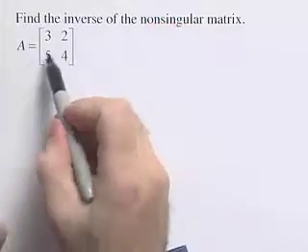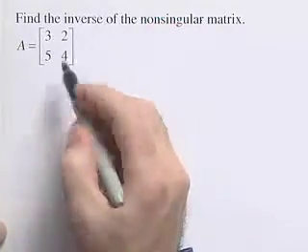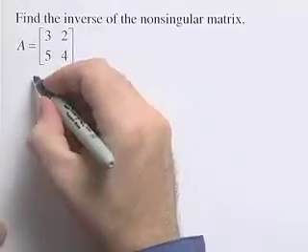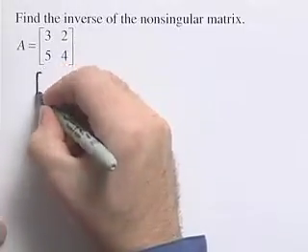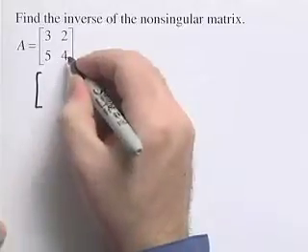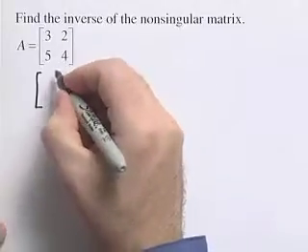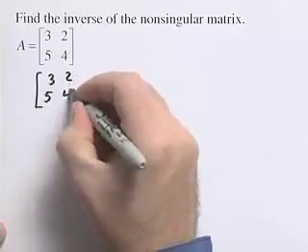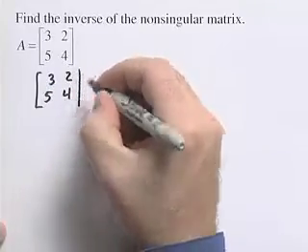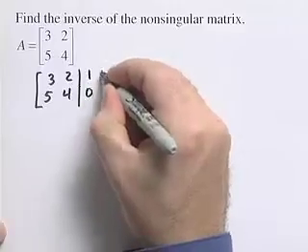For this problem, we're going to find the inverse of a non-singular matrix. We're going to do this algebraically. Here we're given this non-singular matrix A. To find the inverse, we first want to augment this matrix with an appropriate identity matrix. Since we have a 2 by 2 matrix here, we're going to use a 2 by 2 identity matrix. So we're going to rewrite our matrix A, and then we augment that with a 2 by 2 identity.